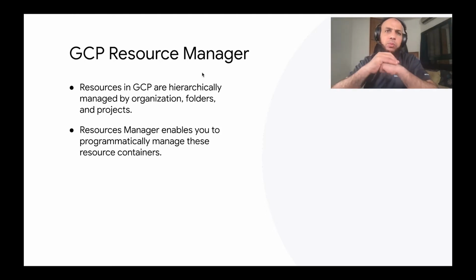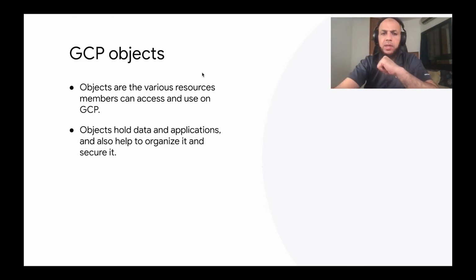On the top level, we will find an organization. Under the organization we will find folders, and under folders we'll find projects, and inside the project is where we create our resources. Resources hold data and applications, and also help to organize and secure them. These layers of the architecture help us have some kind of organization, even in terms of security: at which level I need to give access to those resources, who would be responsible for each level of this hierarchy, and so on and so forth.